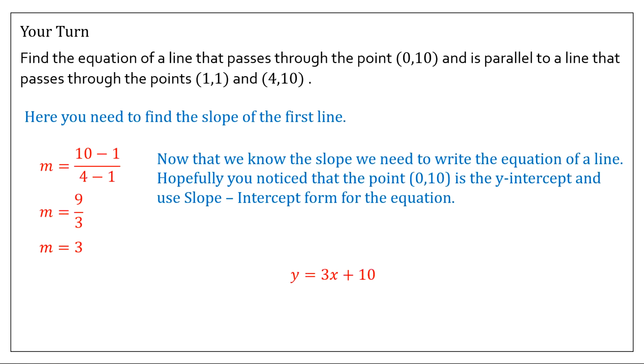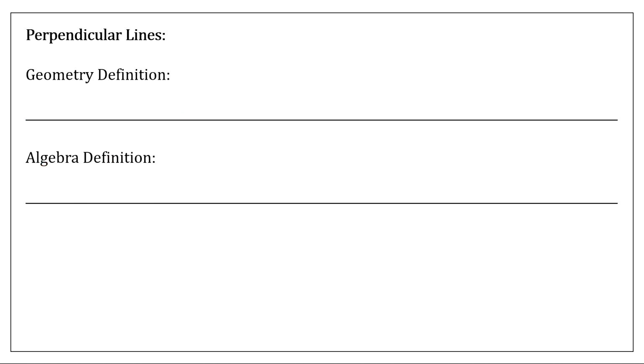All right, moving on. Perpendicular lines. We're going to do a lot of work with perpendicular lines in geometry. It's going to be very important to determine triangles and other things, but for today we're going to talk about them in terms of the geometric definition and then the algebra definition. The geometric definition of perpendicular lines is two lines that intersect at a 90-degree angle.